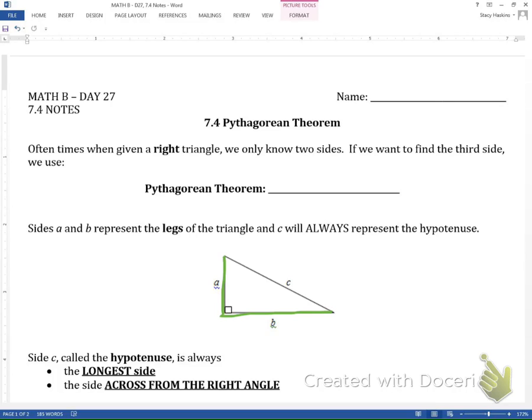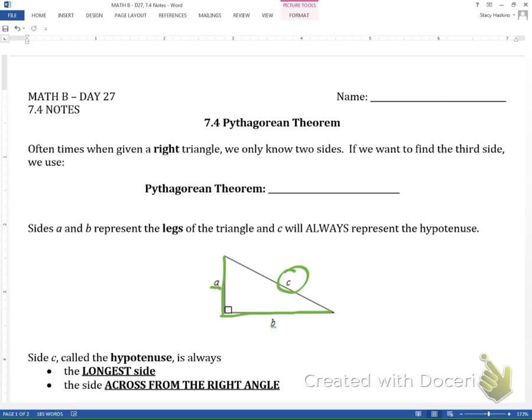We often label the legs with an A or a B. A stands for altitude and B stands for base. But depending on the way the triangle is turned, it does not matter which leg you label A and which you label B. But side C is always reserved for the hypotenuse.